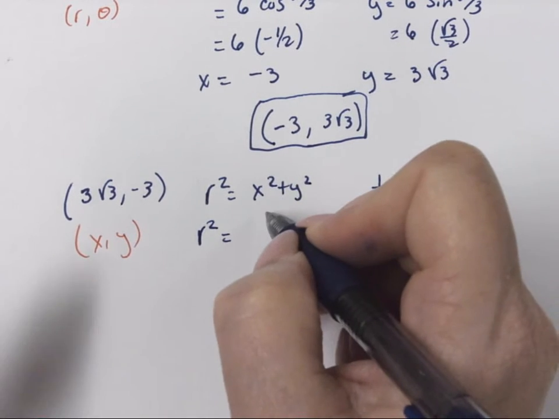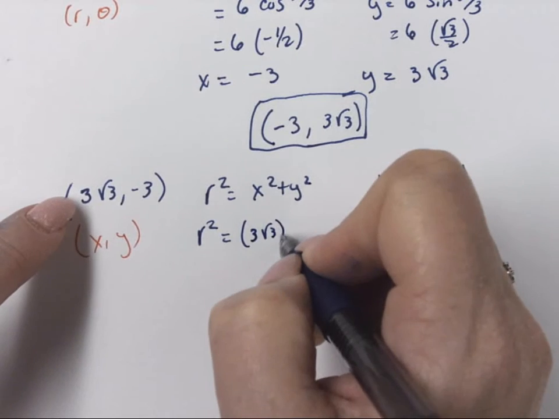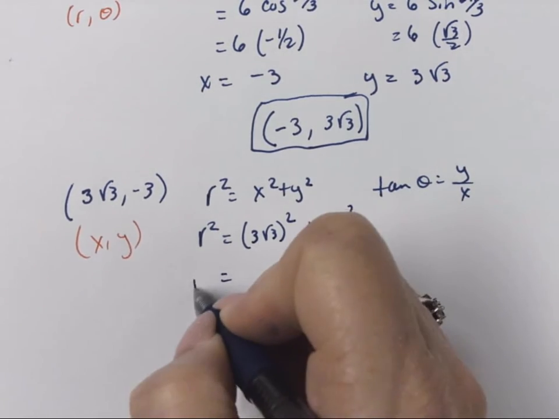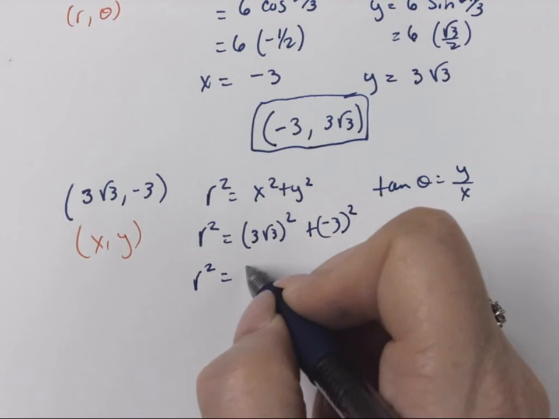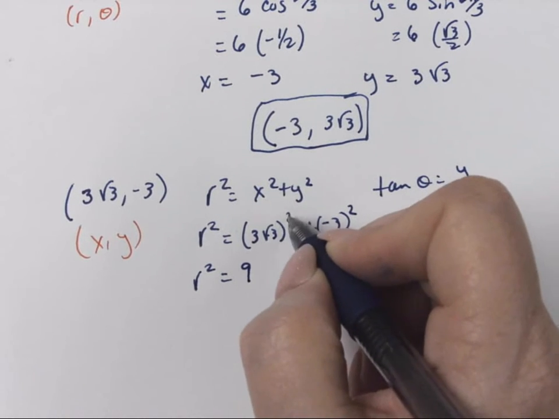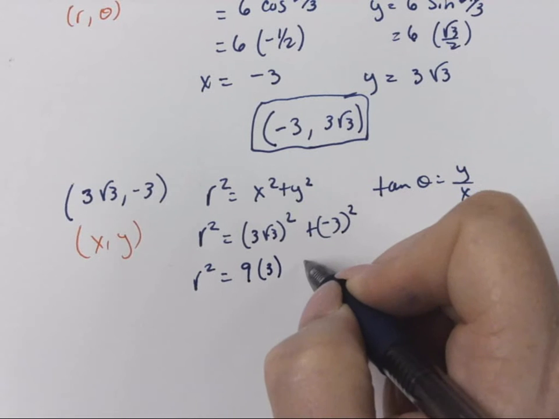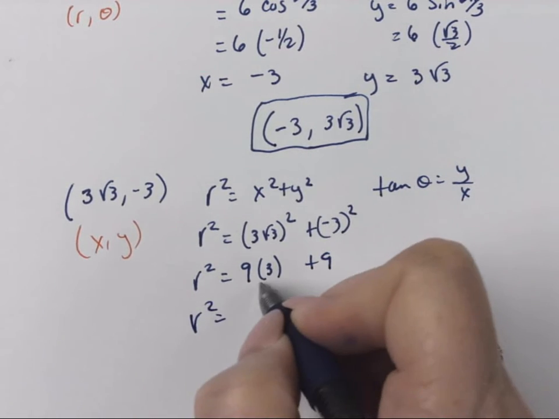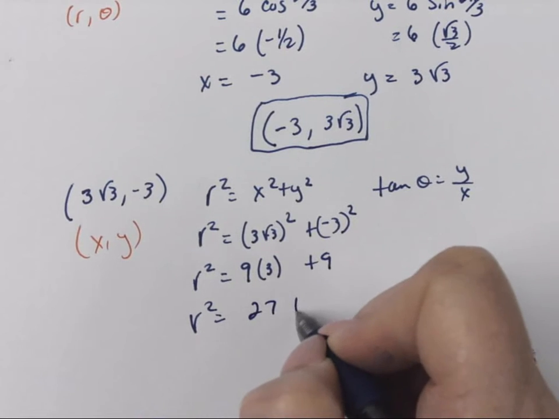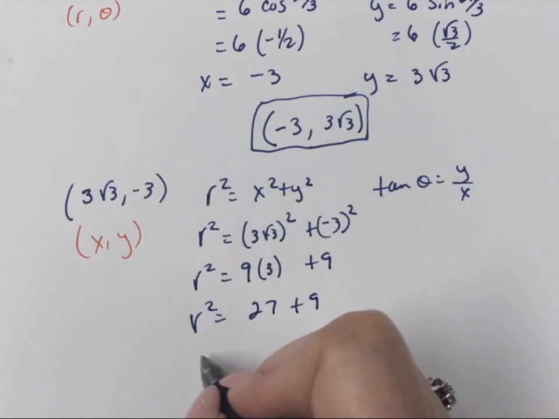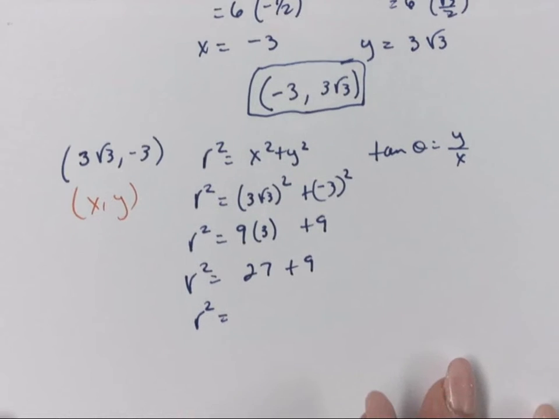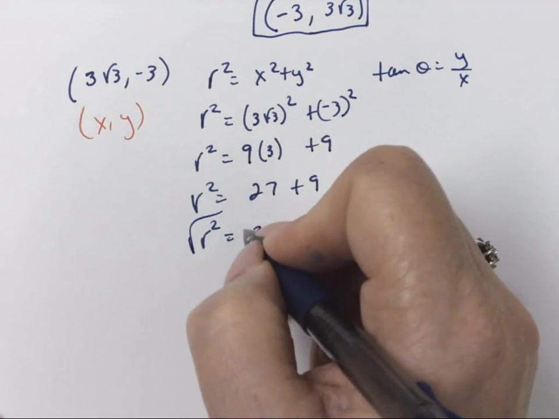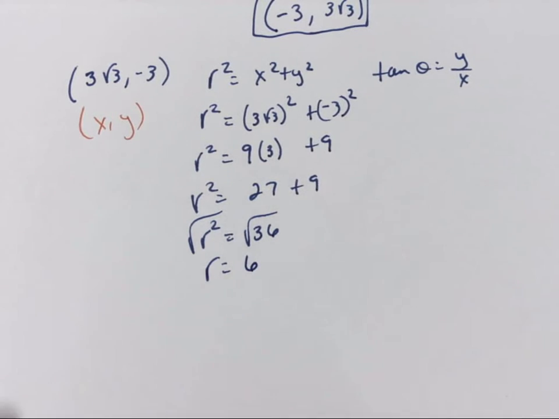So r squared is going to be equal to 3 square roots of 3 squared plus negative 3 squared. So 3 squared would get us 9. Square root of 3 squared will get us 3. And then negative 3 squared gets us 9 again. So r squared will be equal to 9 times 3 is 27 plus 9. So r squared is equal to 36. Taking the square root of both sides, we get r is equal to 6.